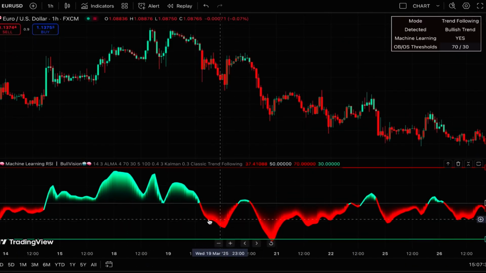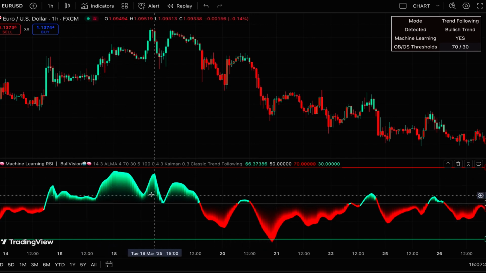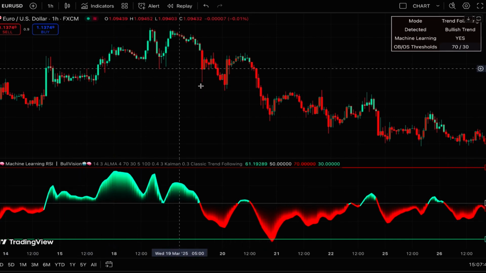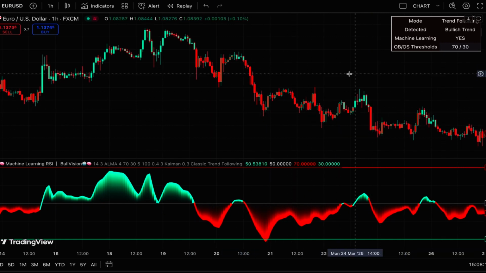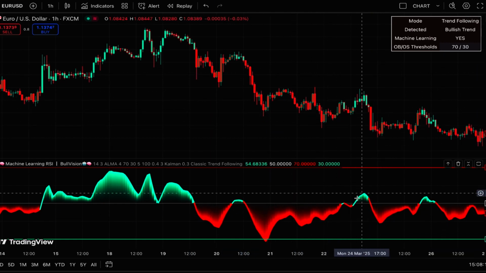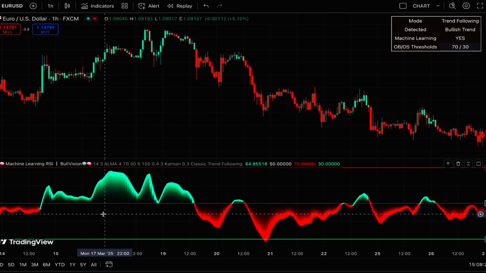Alright, the position of the RSI line regarding the center line can help us with identifying trends. When the RSI line is above 50, the market is trending up, and when the RSI line is below 50, the market is trending down. In downtrends, you can expect pullbacks up to the 60 level, and in uptrends, you can expect pullbacks down to the 40 level.